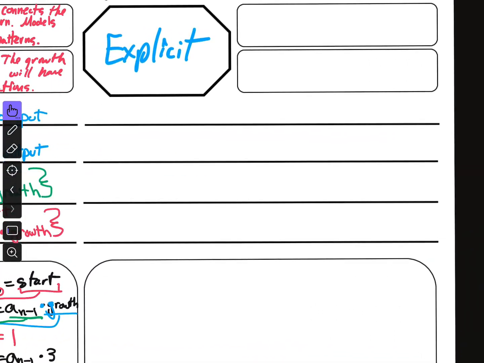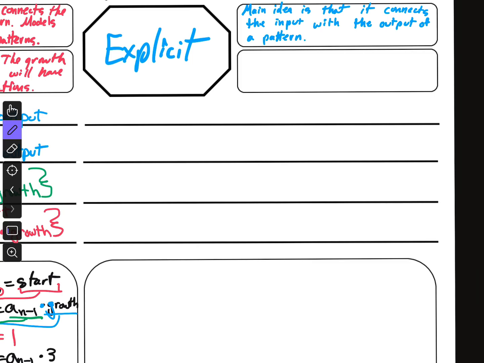All right. Explicit. Again, we're not swearing, okay? So it's just a type of equation. Okay, now the main idea here is that it connects the input with the output of a pattern. So with recursive, we're connecting outputs. Now we're connecting the input with the output.